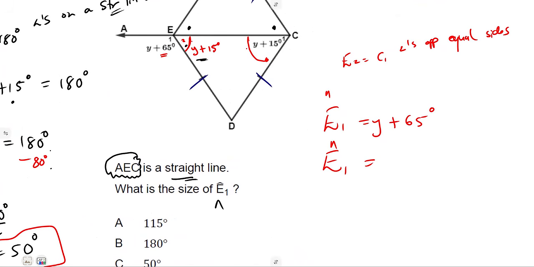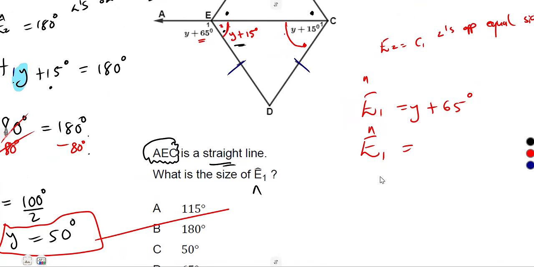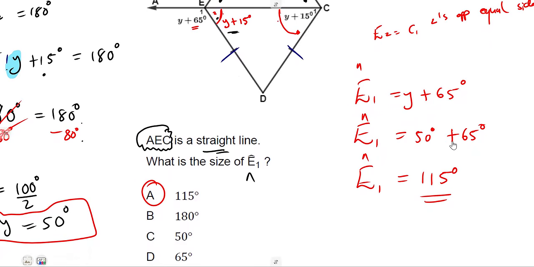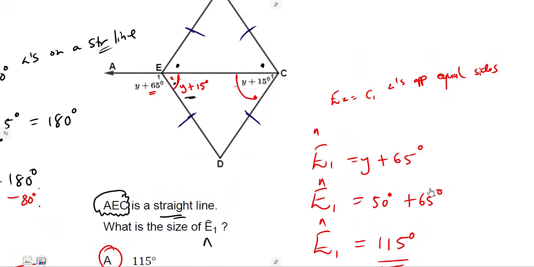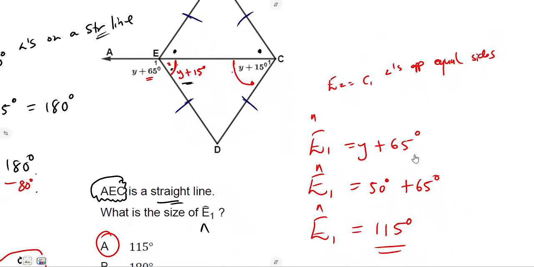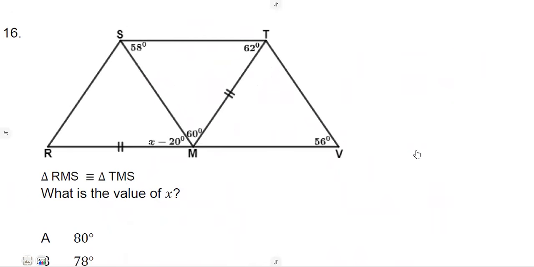Substitute this value in place of y. So in place of y, I'm going to substitute here the 50. So that's 50 plus 65 degrees. That's our angle E1, which is going to give us 115 degrees. Okay, so that's it on A. That's the best answer that you're going to have for angle E1. You must be very careful, guys, attempting these questions. So that was our question 15.